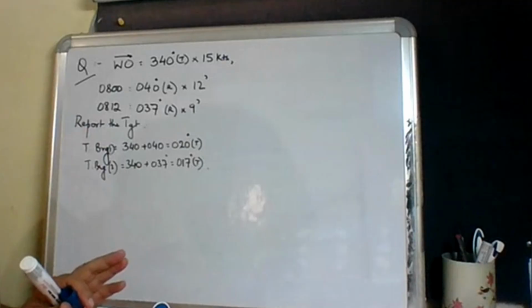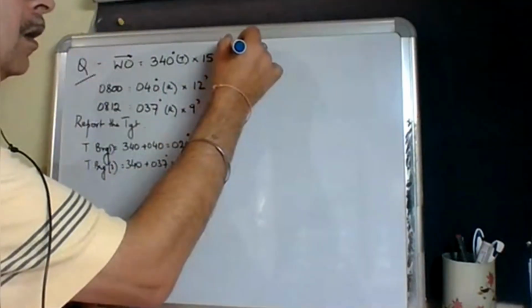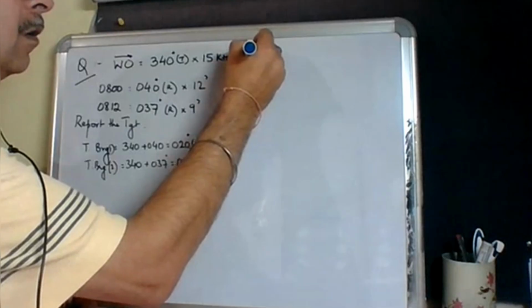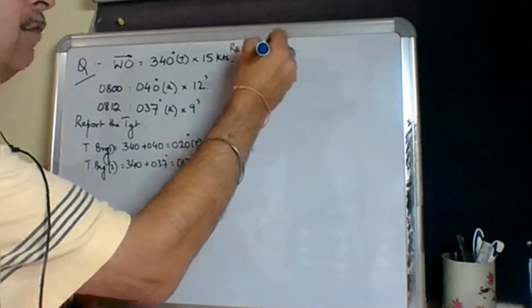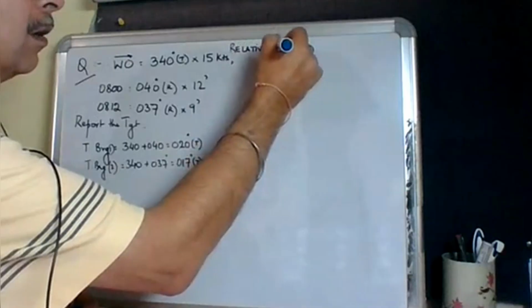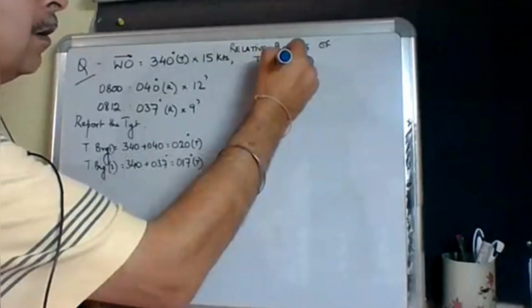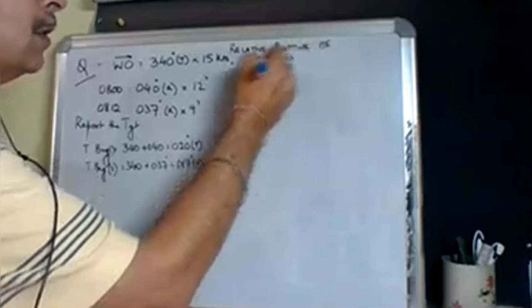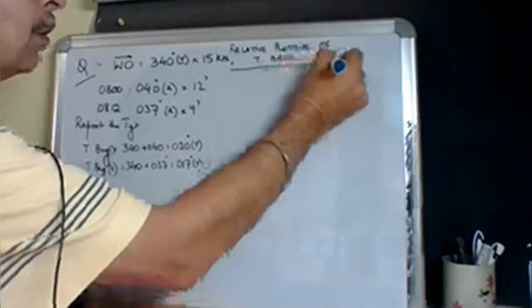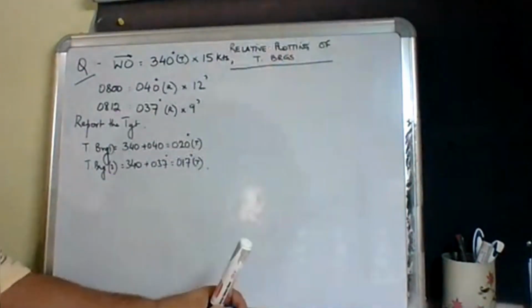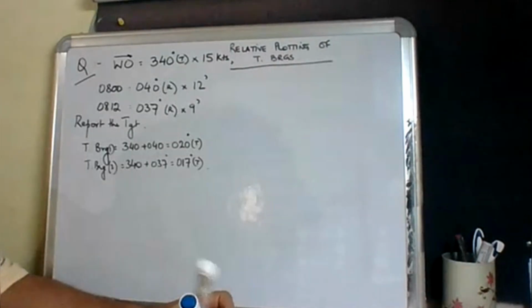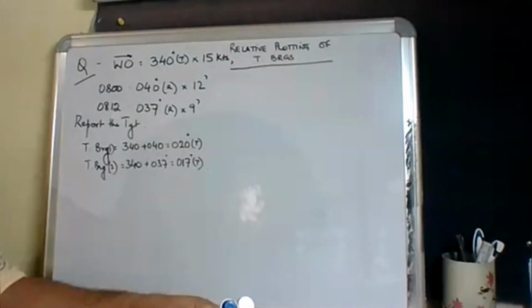So what we are doing basically is relative plotting of true bearings. We are doing relative plotting of true bearings. This is what we are doing.